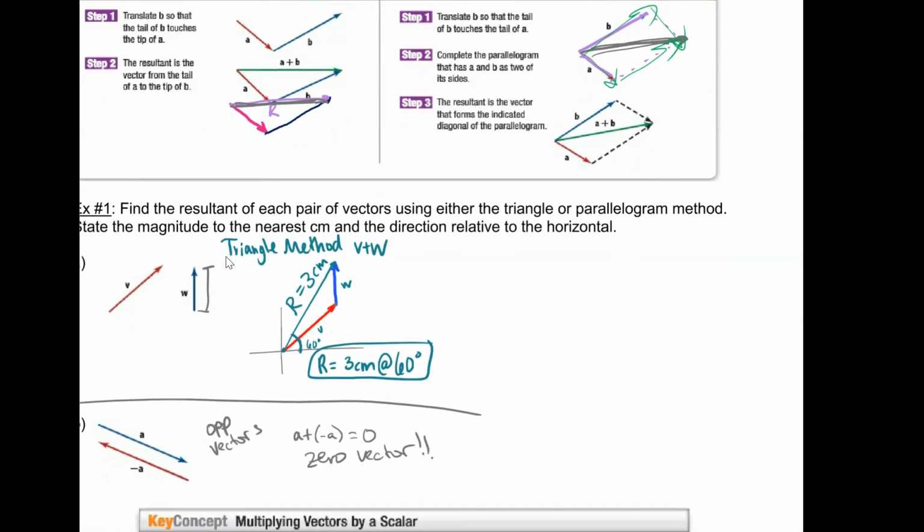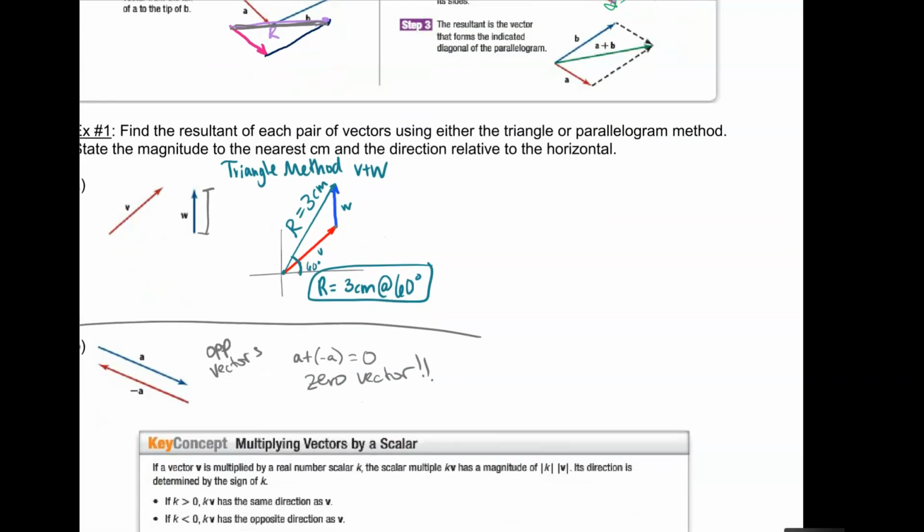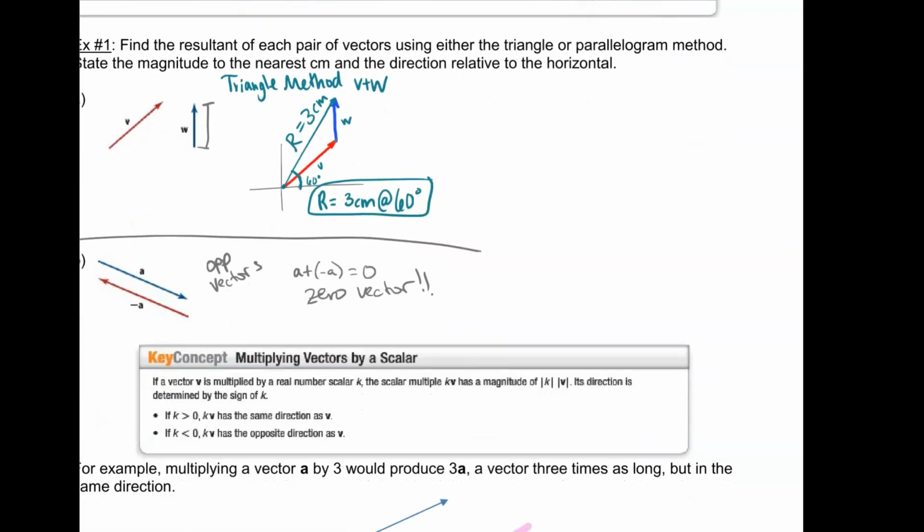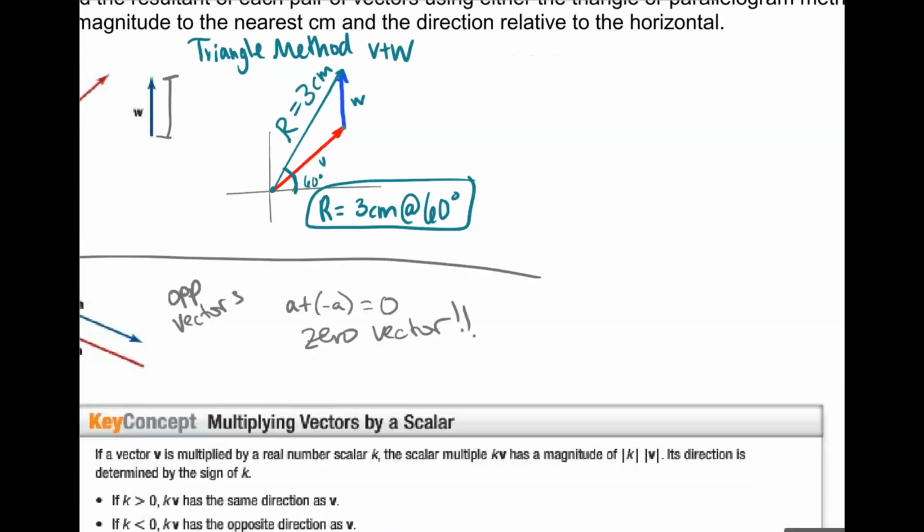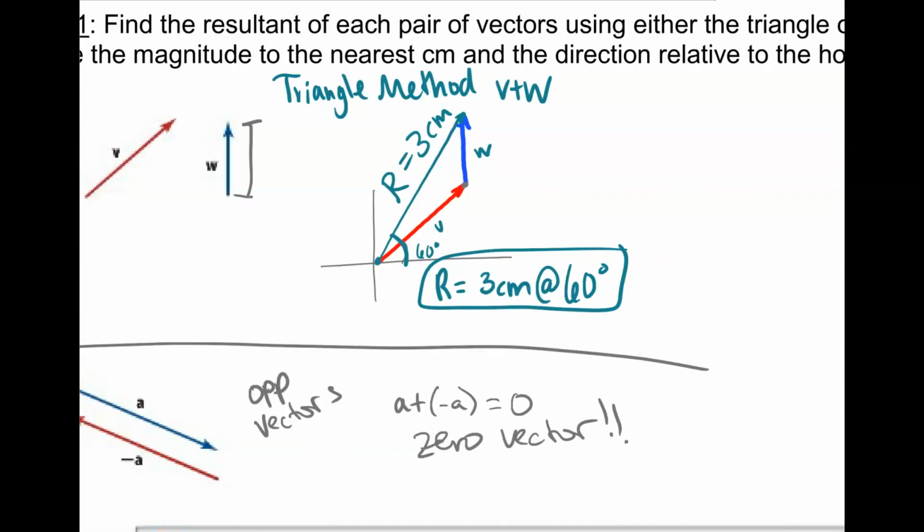Find the resultant vector. Find the resultant of each pair of vectors using triangle or parallelogram method. Okay. Same magnitude to the nearest centimeter and direction relative to the horizontal. So I have V and I have W, and I'm trying to add V plus W. So notice that we draw our angle V, right? So I measured that this was 60 degrees from standard position. Okay, and then tip to tail. So the tip of V is where I'll start the tail of W to add it.